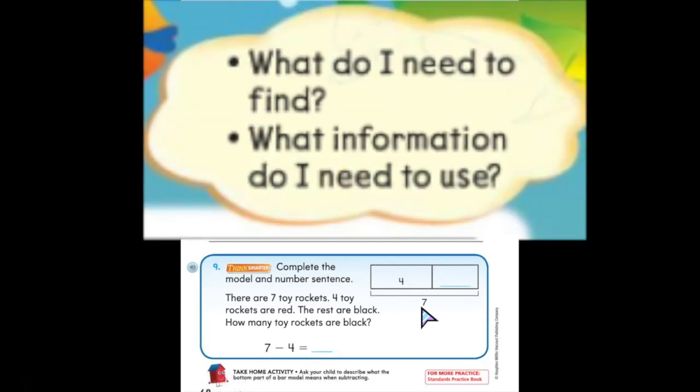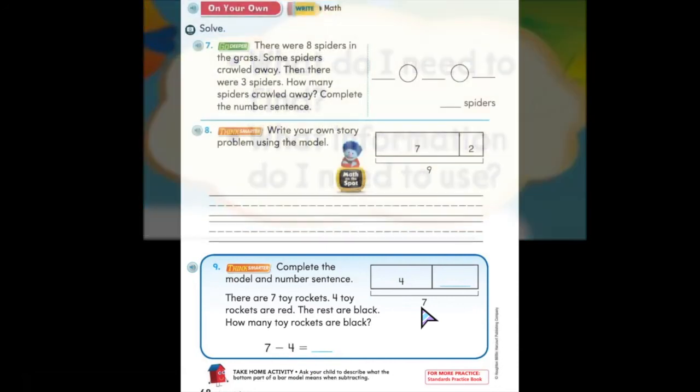Again, use those same 2 questions that we used for our other math problems. What do I need to find? And then, what information do I need to use? So this page will be completed on your own.